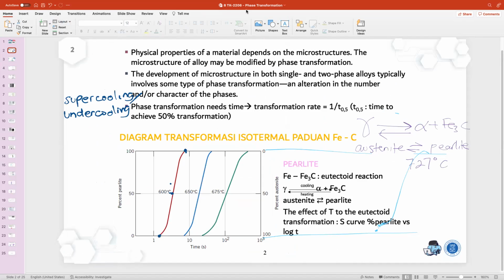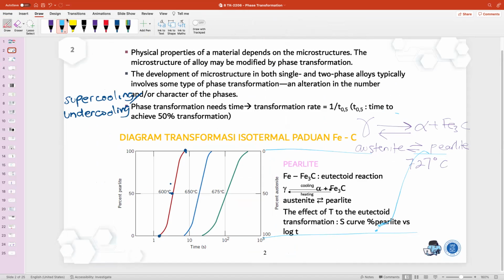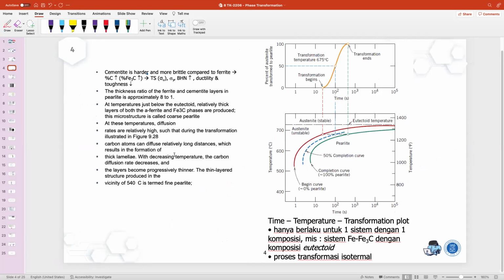So we have three important points. We have the important one at 0%, the point at 50%, and then we also have 100% at some temperature. So this transformation curve can be described with these three essential points, at 0%, 50%, and 100%. So how if we transform them into another curve?